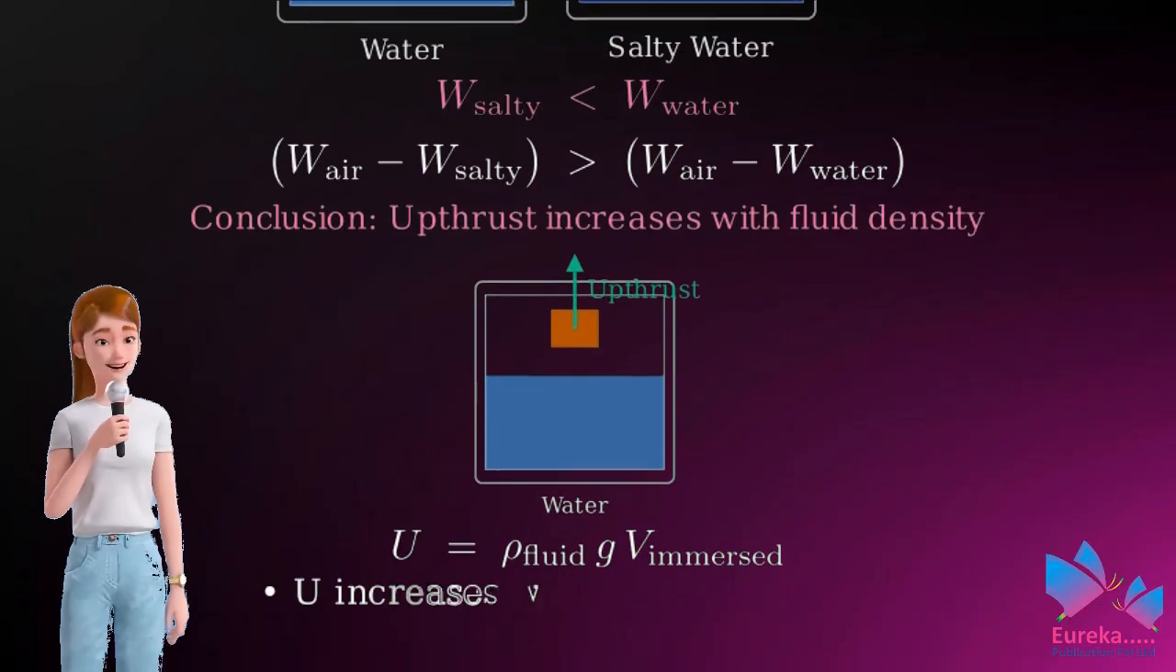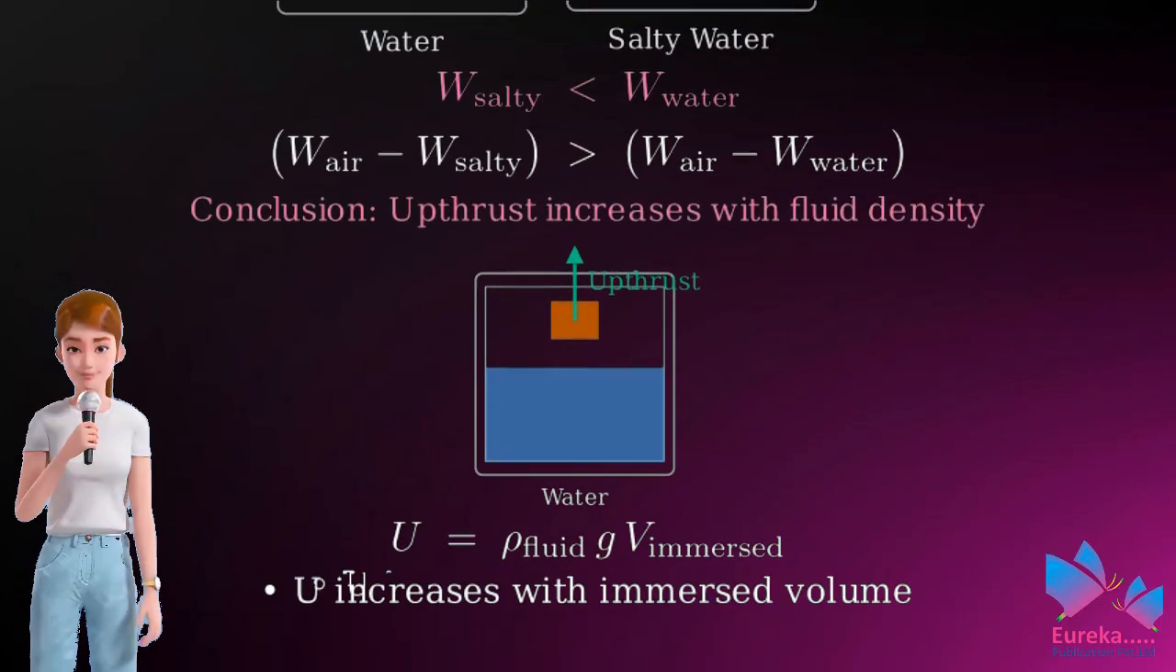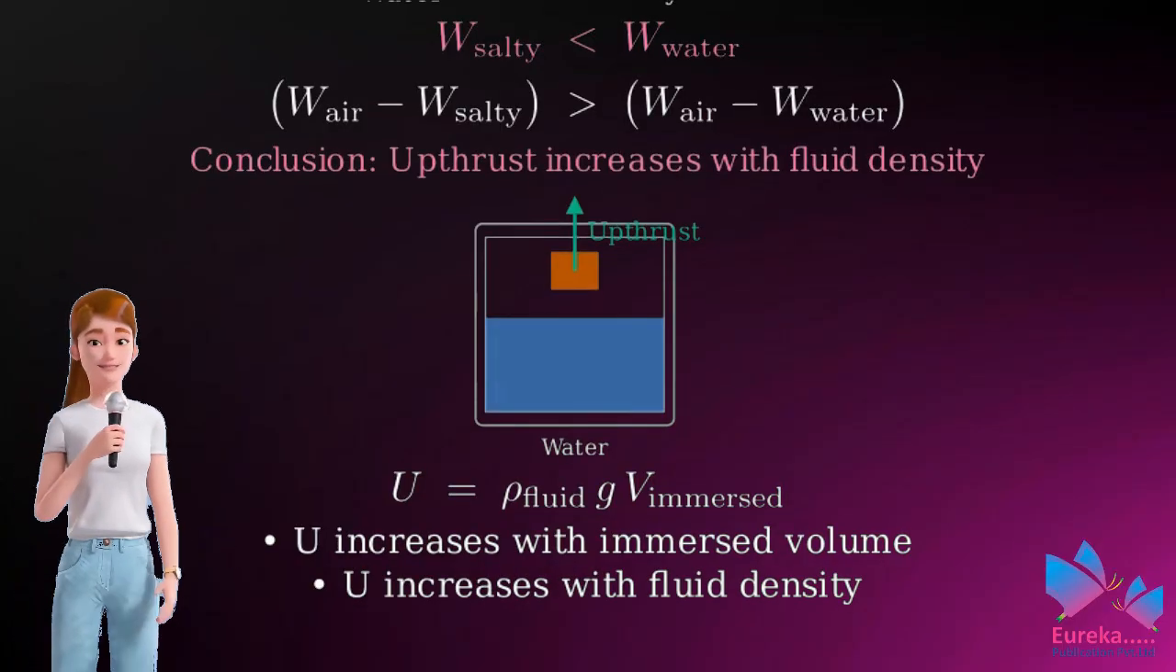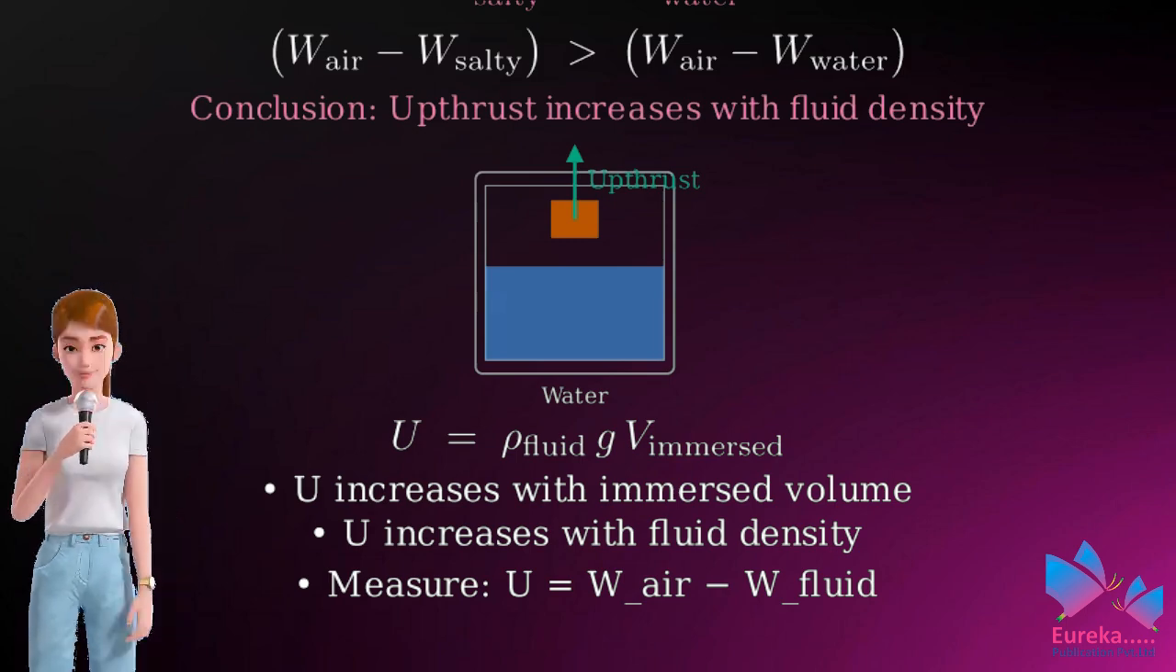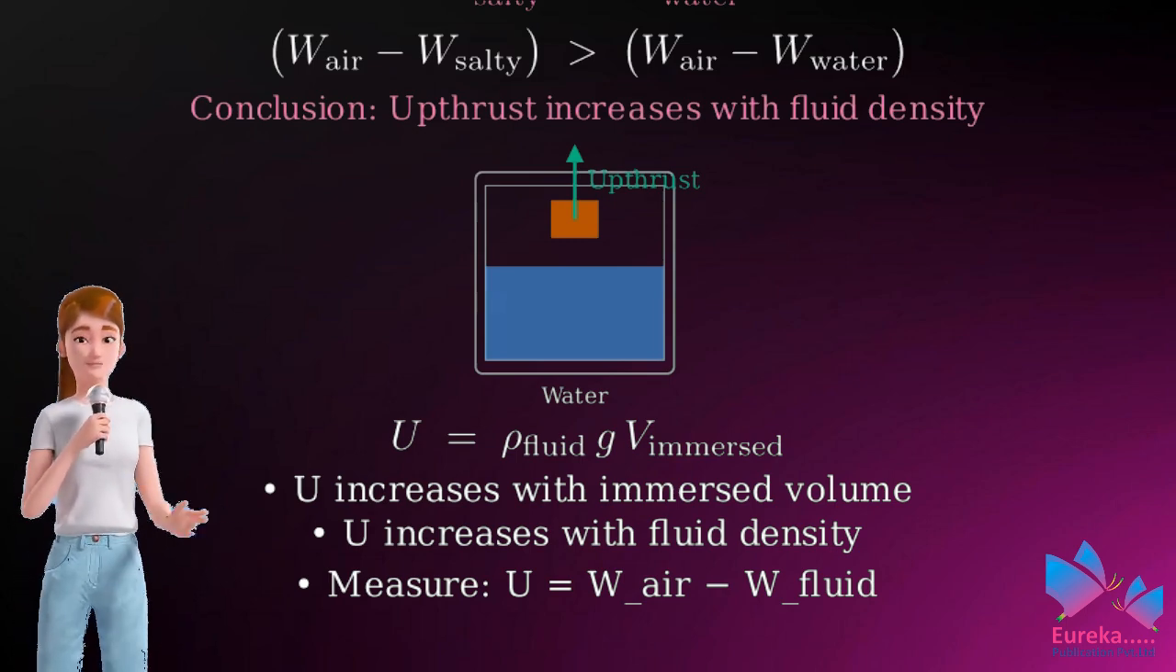Summary: upthrust increases with the immersed volume. Upthrust increases with the fluid density. Using a spring balance, we can measure apparent weight and compute U as W sub air minus W sub fluid.